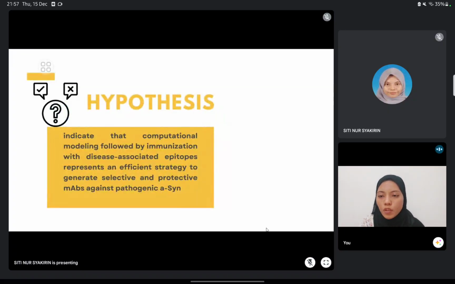The hypothesis of this article is that the approach allows for the efficient generation of antibodies with the desired selective binding profile and protective activity against the toxic and propagating pathogenic alpha-syn species. This result indicates that computational modeling followed by immunization with a disease-associated epitope represents an efficient strategy to generate selective and protective MABs against the pathogenic alpha-syn.